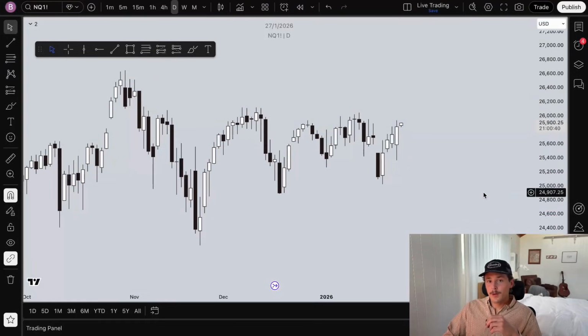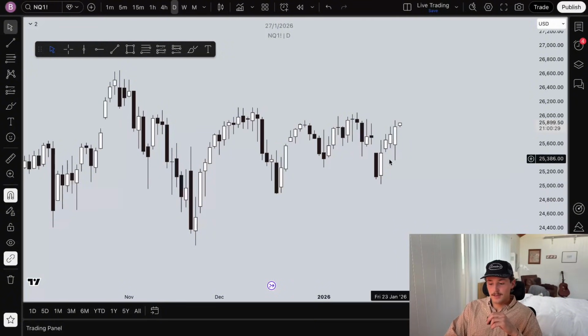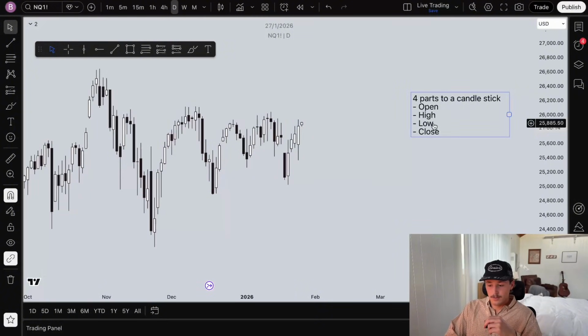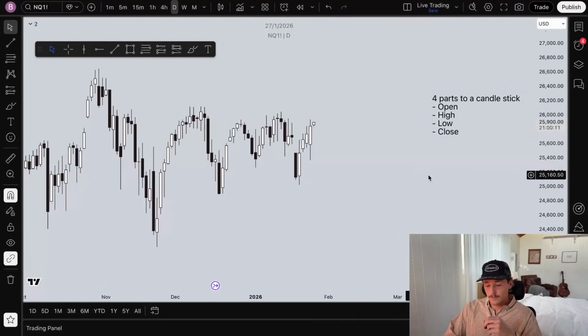Now, if you remember, price goes up and price goes down. A bullish candle is a white candle. For my scenario, for the standard scenario, it's just going to be a green colored candle. And why is that white or green? It's going to go back to the open, high, low, and close. Every candle has 4 parts.